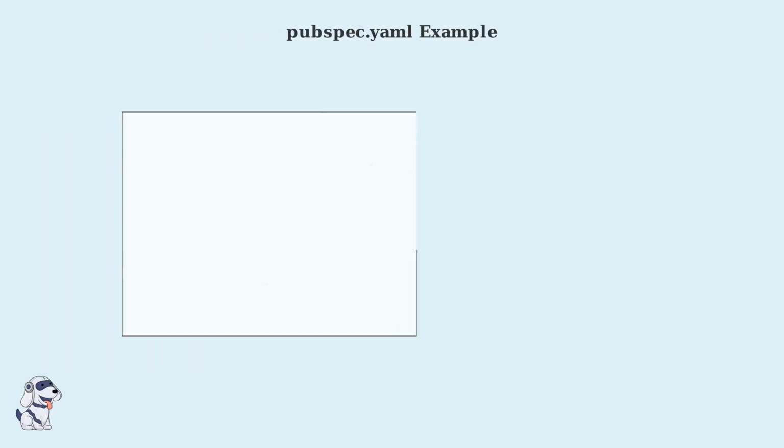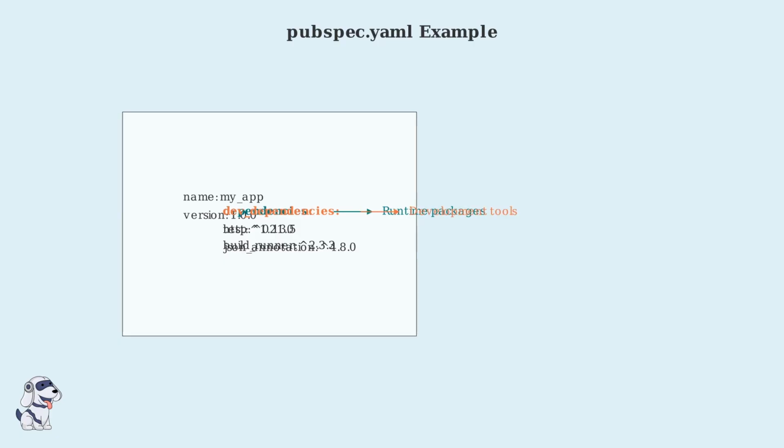Here's an example pubspec.yaml file. Dependencies are packages your app needs at runtime, like http for network requests. Dev dependencies are tools used during development, like testing frameworks and build tools.